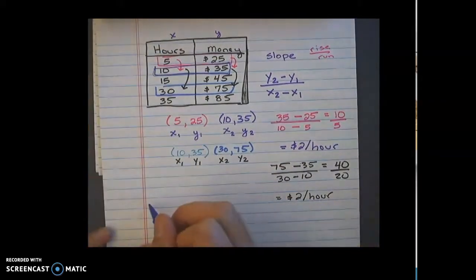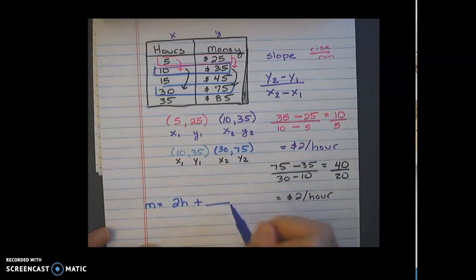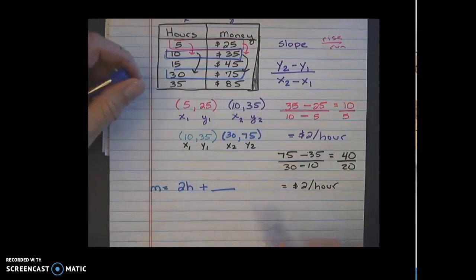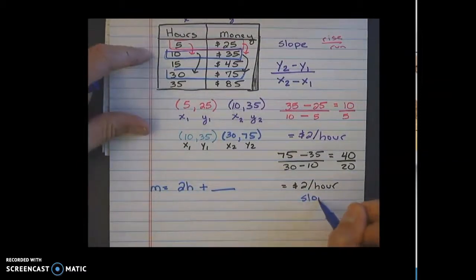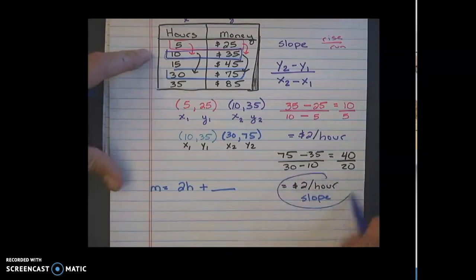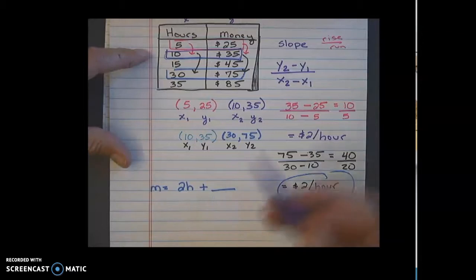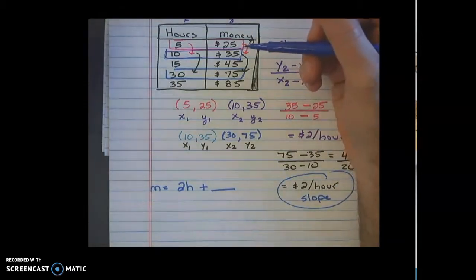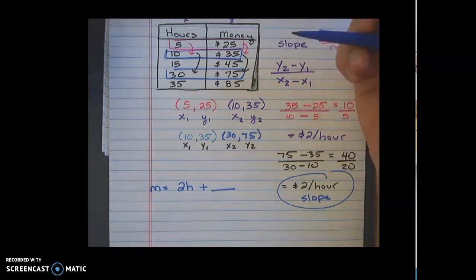And so we can talk about this and say, well, his money, that's our Y, is equal to $2 an hour. But then there's some money he started with, and we call that our Y-intercept. So the $2 an hour, that's the slope. So whenever I ask something per hour or per anything, it's usually your slope. So his money is equal to $2 per hour, plus, we could actually figure out how much he started with by kind of working backwards.